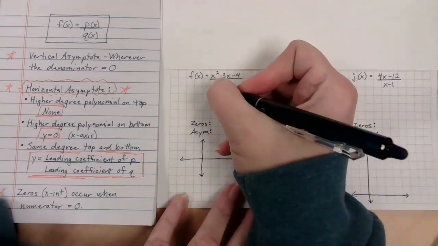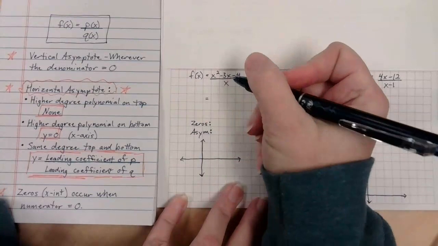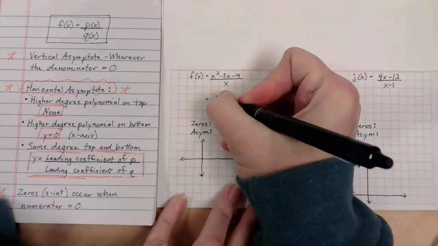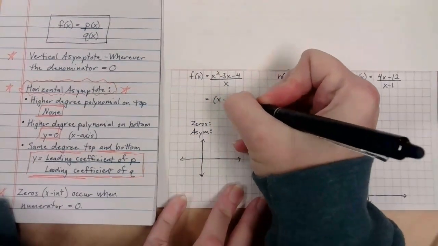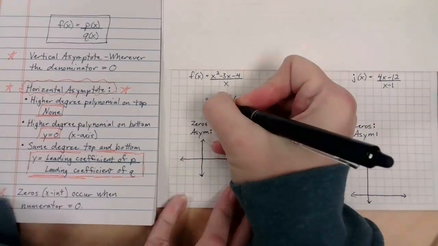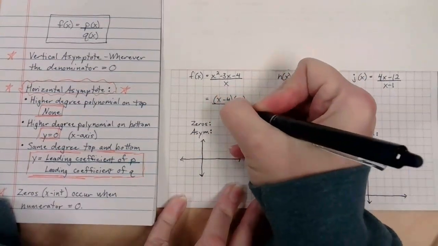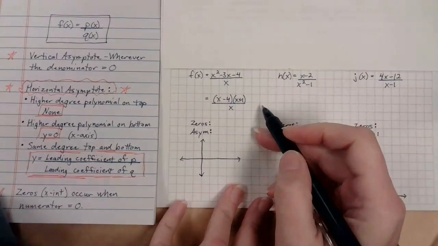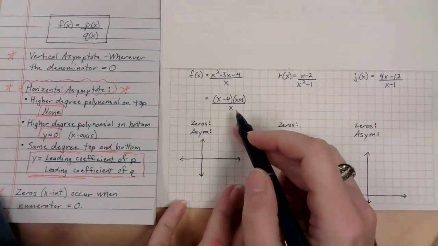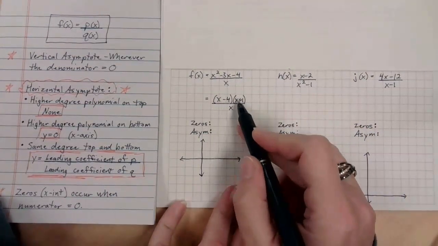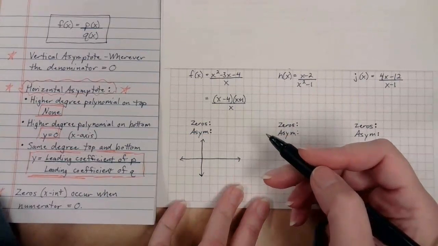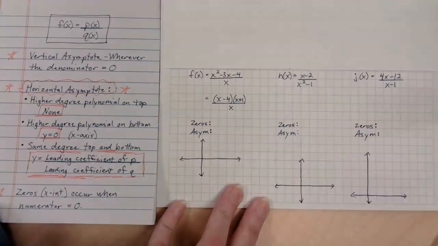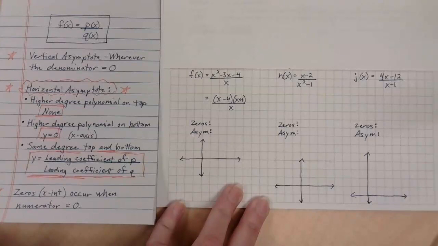You know what? I'm going to rewrite this, and I'm going to factor the top. So that's going to be x minus 4 and x plus 1, and that is over x. Why does this help me? Well, if I'm looking for where the top is equal to 0 or where the bottom is equal to 0, having these factors is actually going to be really useful. Yes, I do like that. Okay, so things that I know.